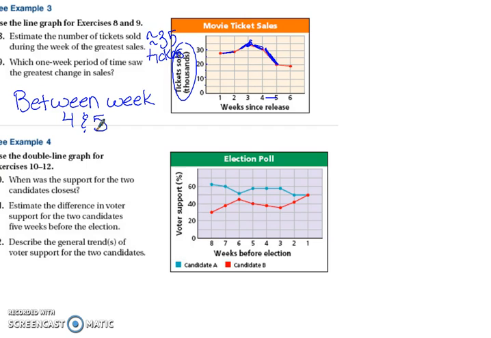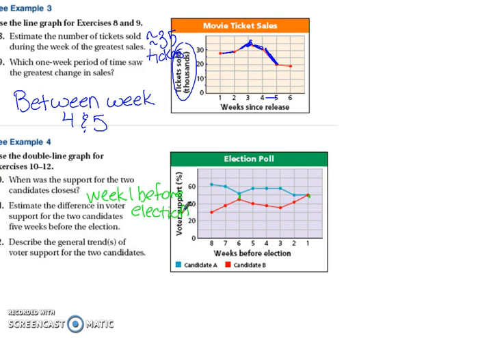You have a double line graph. When was the support for the two candidates the closest? You have candidate A and candidate B. Let's look and see on the graph where they are the closest. Right here, they're pretty close. They get further apart. Right here, 1 week before the election, the two dots are right on top of each other. So I would say week 1 before the election.